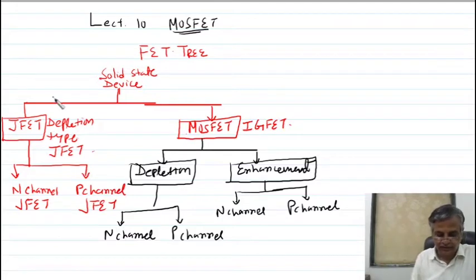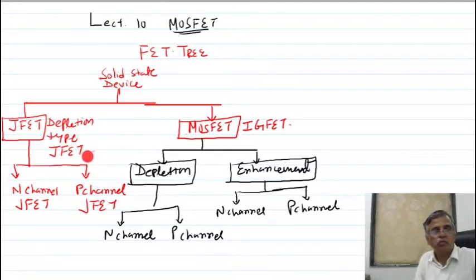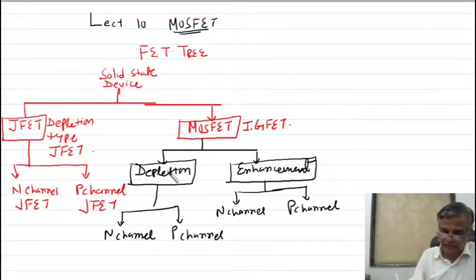See, we have seen all these things. We have written JFET only, because there is no other category of the junction field effect transistor. Only one category, depletion type junction field effect transistor. Here in MOSFET there are two categories: depletion type MOSFET and enhancement type MOSFET. We will see first depletion type MOSFET and then enhancement type MOSFET. MOSFET is also known as an insulated gate field effect transistor. So let us start with the depletion type MOSFET.